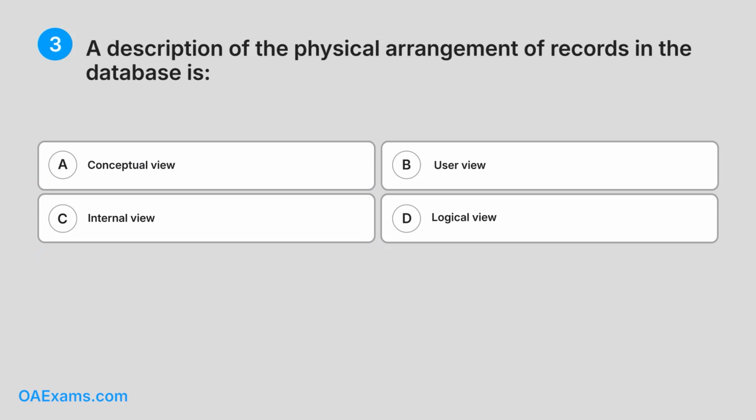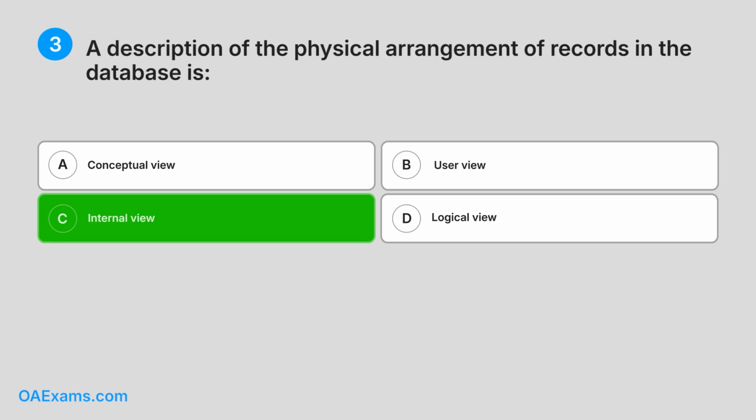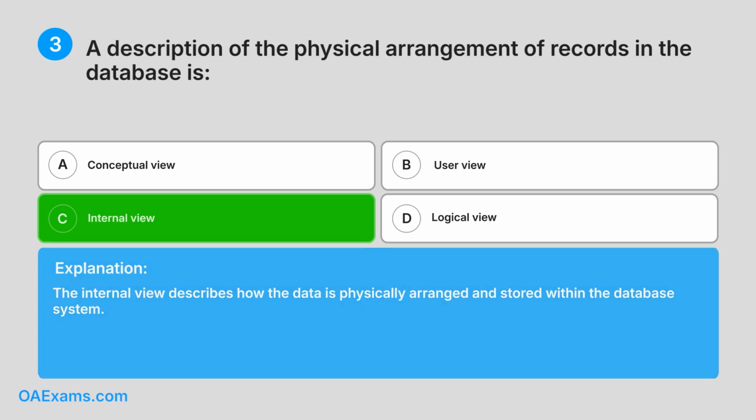3. A description of the physical arrangement of records in the database is: A. Conceptual view. B. User view. C. Internal view. D. Logical view. Do you know the answer? Correct answer: C. Internal view. Explanation: The internal view describes how the data is physically arranged and stored within the database system.